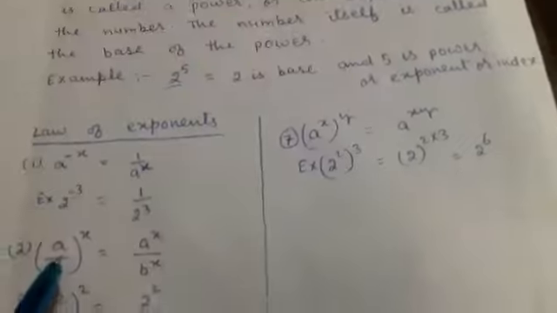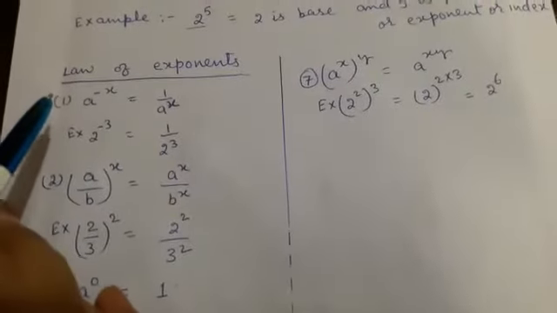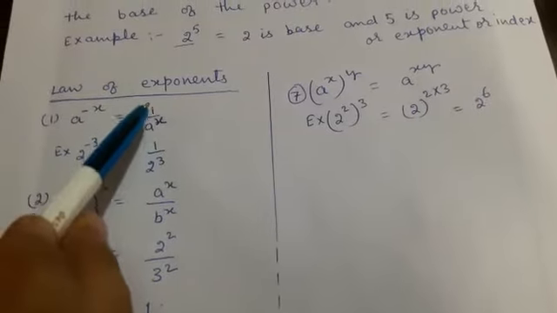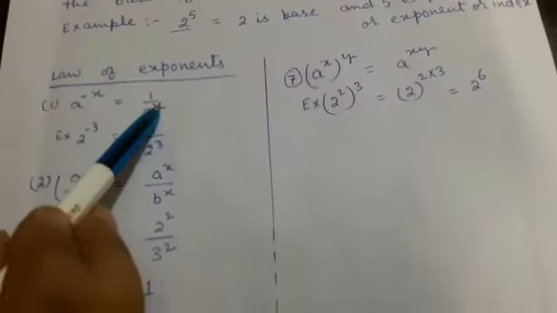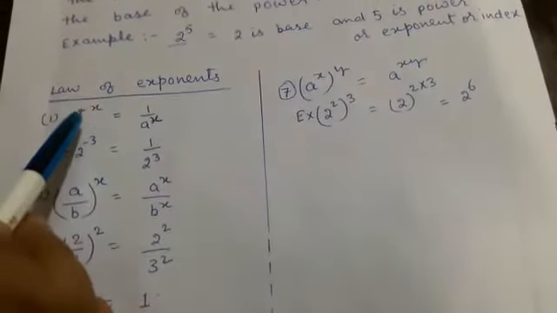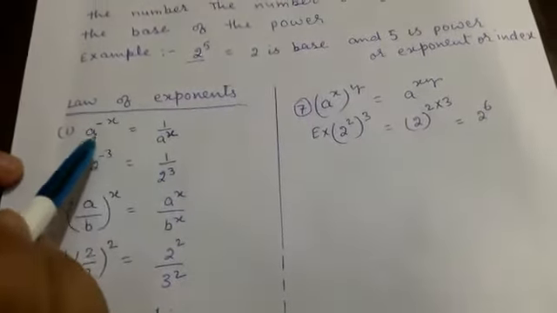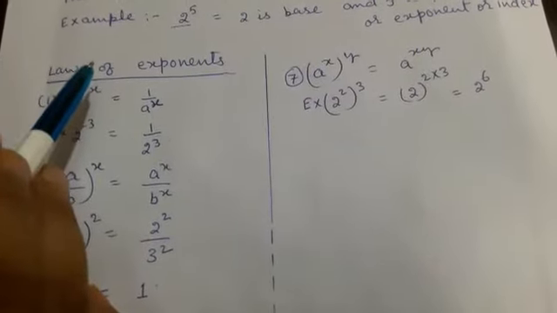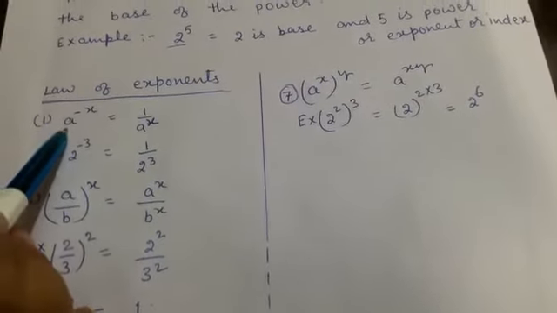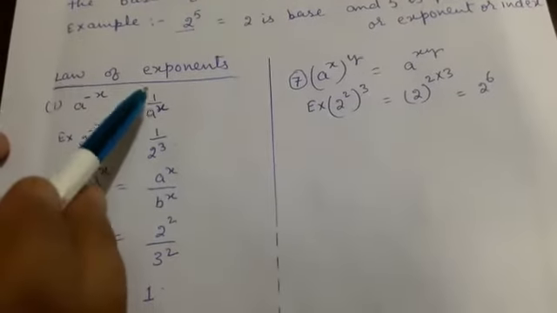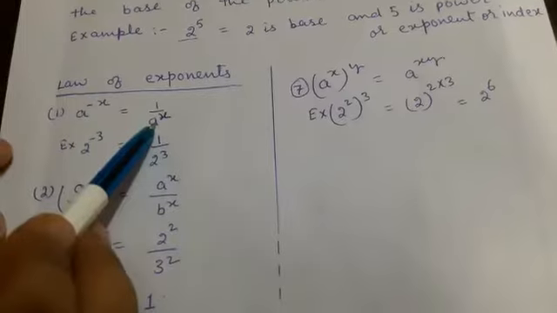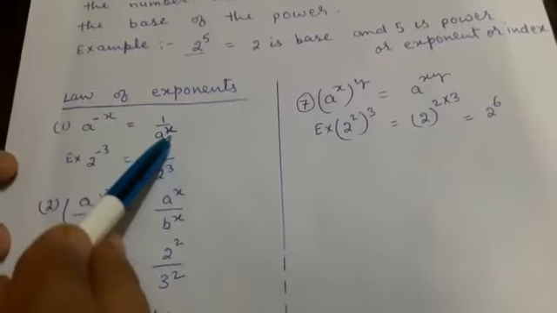Now we will see the laws of exponents. First law is a power minus x is equal to 1 by a power x. Whenever the power is given in negative form, it will be reciprocal. Reciprocal means the numerator becomes the denominator and the denominator becomes the numerator. What is the numerator here? A. And what is the denominator? 1. So it will become 1 upon a, the a will become the denominator and the power will become positive.